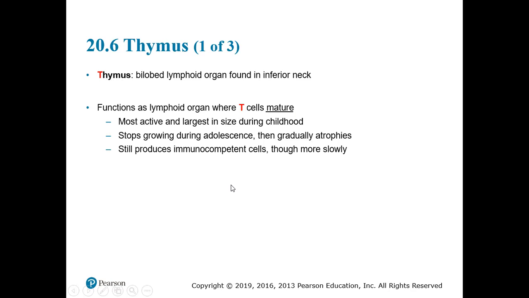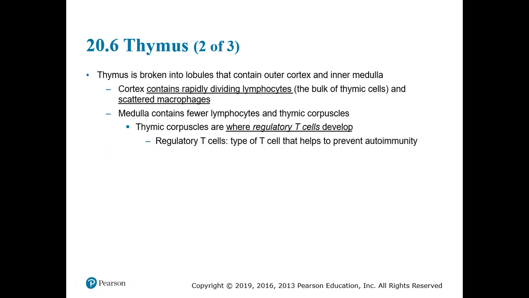Now, functions of thymus, it's going to be most active and largest size during childhood. It stops growing during adolescence and actually gradually atrophies. Now, here is where you're still going to produce immunocompetent cells, though it's going to occur more slowly over time.